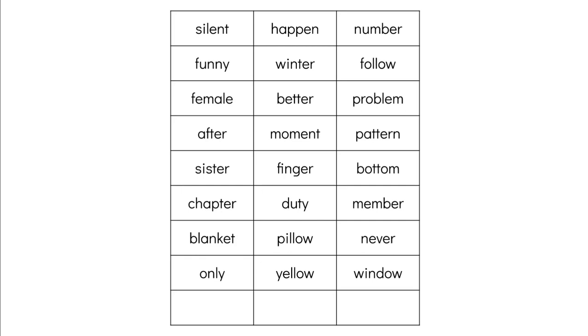We'll start at the top in the first column: silent, funny, female, after, sister, chapter, blanket, only. Middle column: happen, winter, better, moment, finger, duty, pillow, yellow. And in the last column: number, follow, problem, pattern, bottom, member, never, and window. Let's take a look at a few examples.